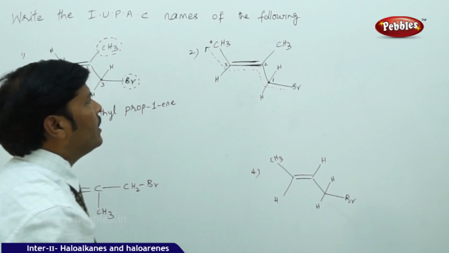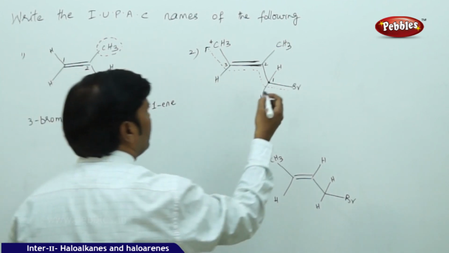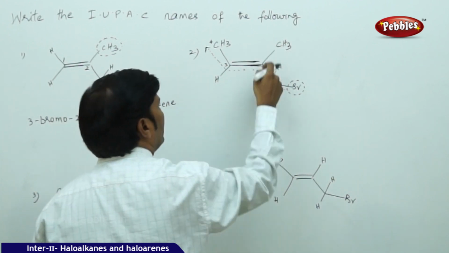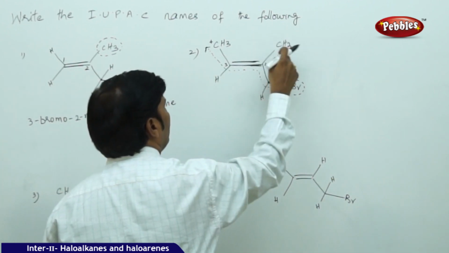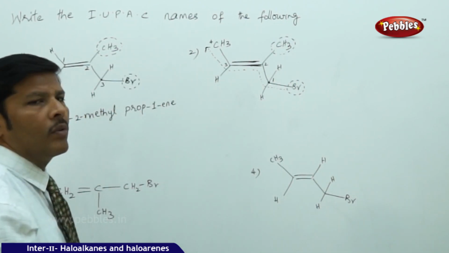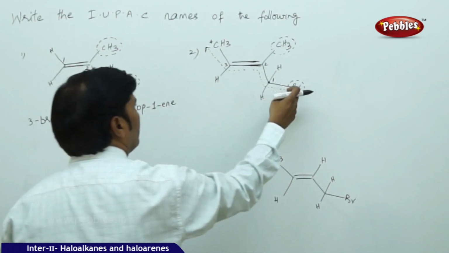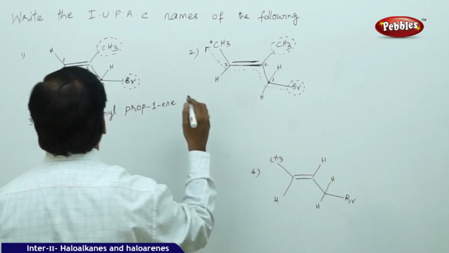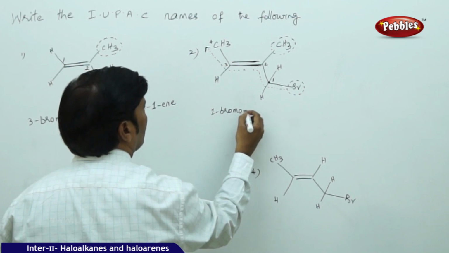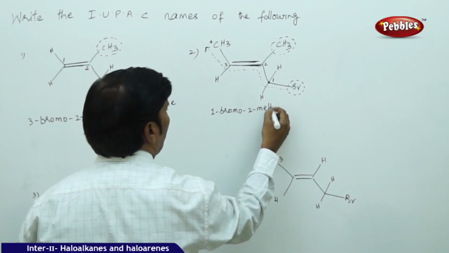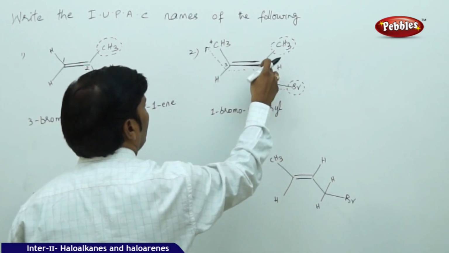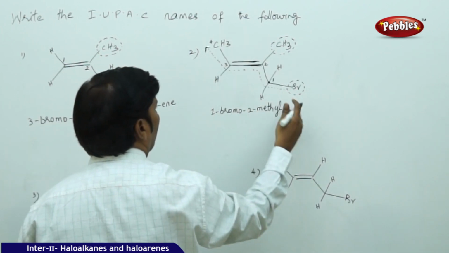The longest possible chain is 4, and it is very clear that the bromo group is going to become the substituent, and the methyl group, because it is not part of the chain, is also going to become a substituent. So now, bromo starts with B, methyl starts with M. So I can take this as 1 bromo 2 methyl. The longest chain is 4, but the double bond is located after the second carbon.